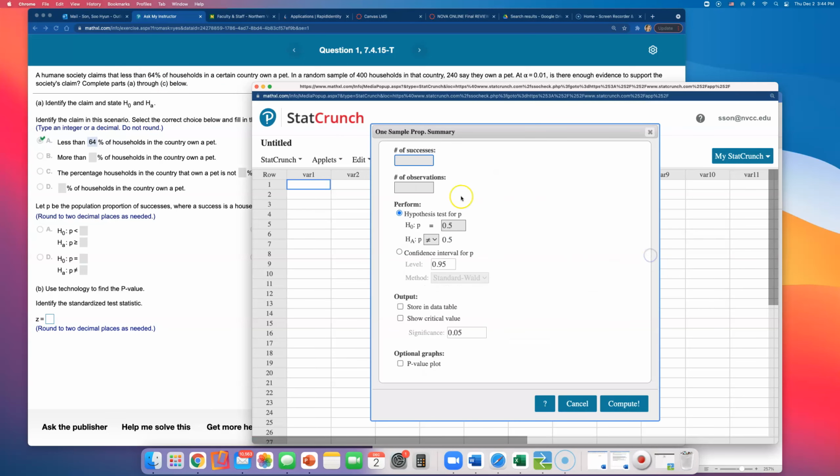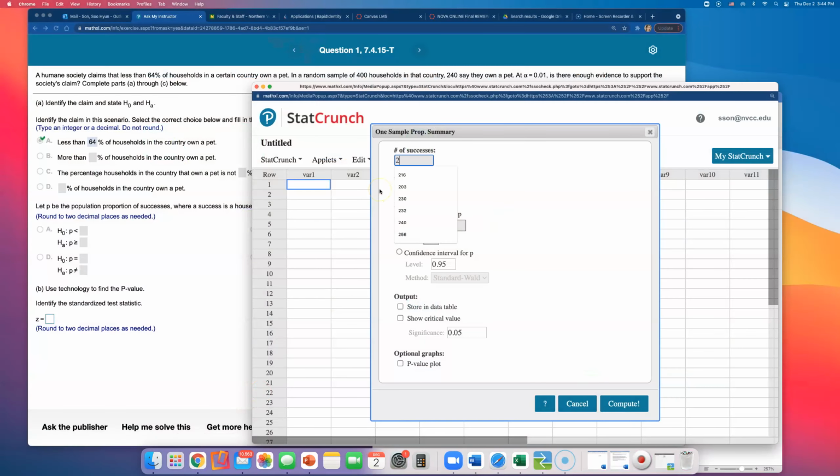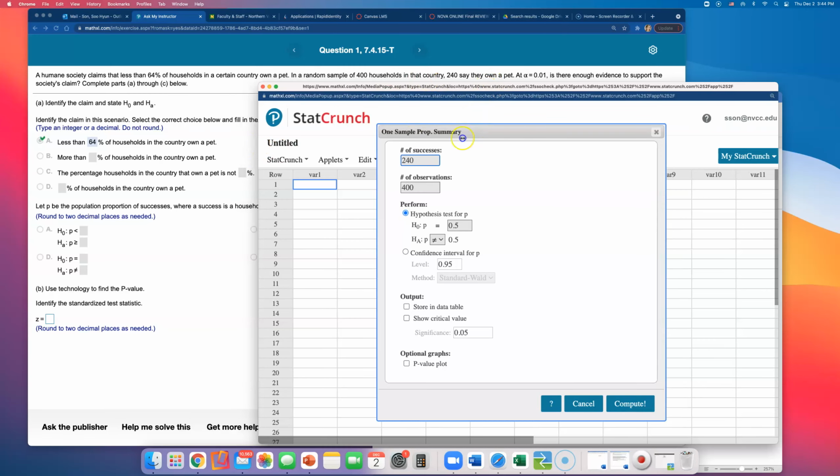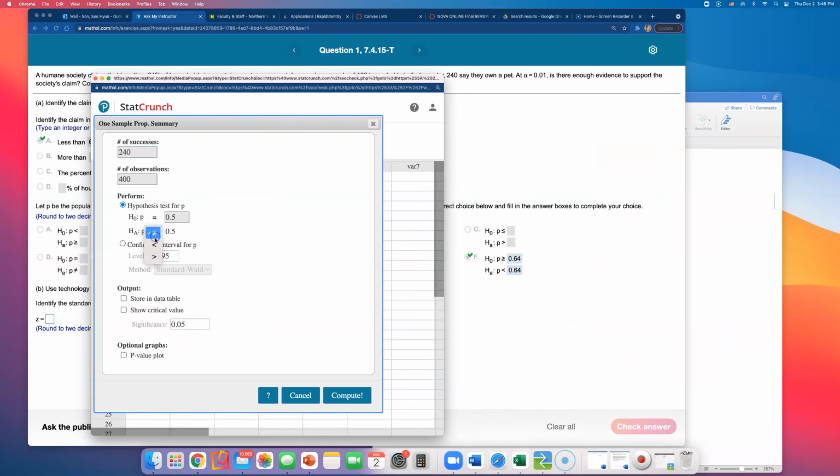We have summary. And how many observations? In a random sample of 400 households, 240 of them said, what was that? Out of 400, 240 said they own a pet. And I think that's all we have to do. We just have to adjust these hypotheses, the symbols. The alternative was assuming that P is less than 0.64.